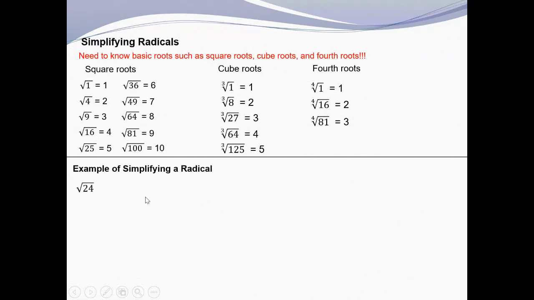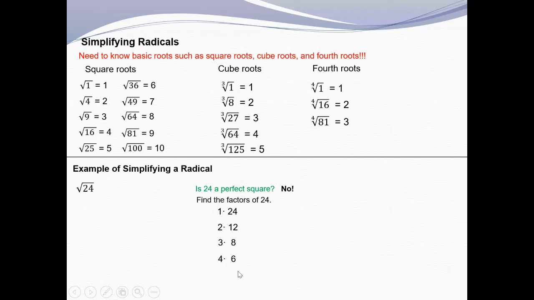For example, is 24 a perfect square? Since there's no index, we know it's a square root. So 24 is between the square root of 16 and the square root of 25, so we know this is not a perfect square. Then how do we simplify it? We're going to get the factors of 24, because 24 is not a perfect square. 1 times 24, 2 times 12, 3 times 8, and 4 times 6.